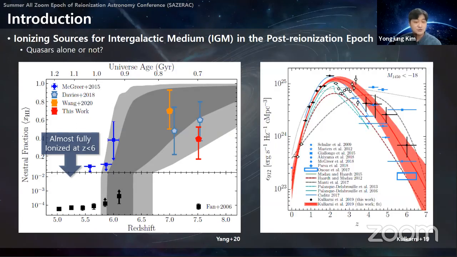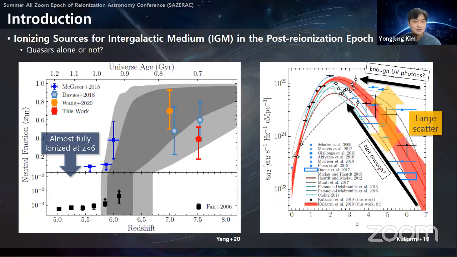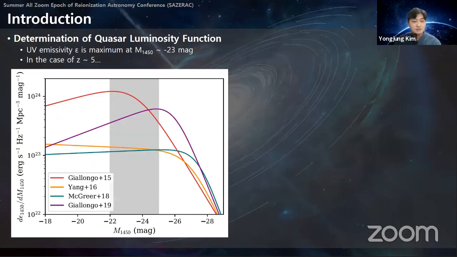The right figure shows the redshift evolution of UV emissivity from quasars, and as you can see, there is a large scatter at high redshifts, which makes it difficult to determine the quasars' role in ionizing the full IGM or not. The reason for the large scatter in emissivity is mainly the lack of faint quasars, especially at -23 or -24 absolute magnitude.